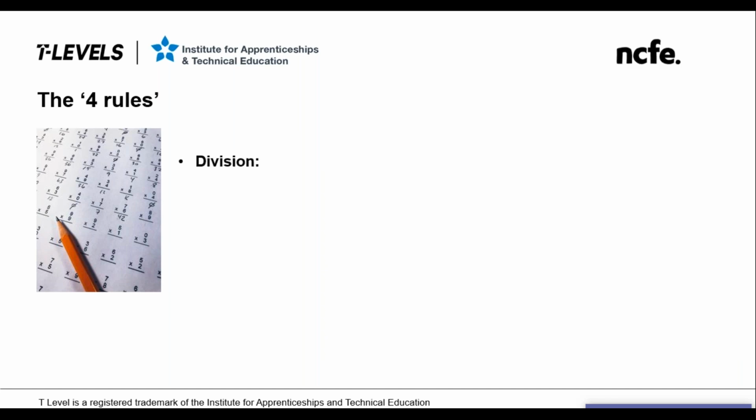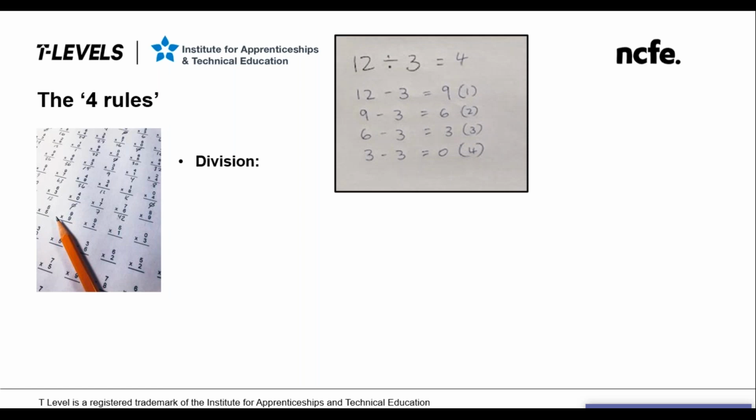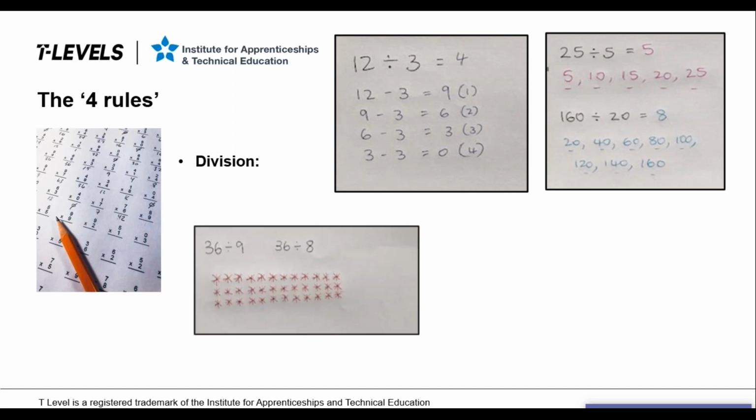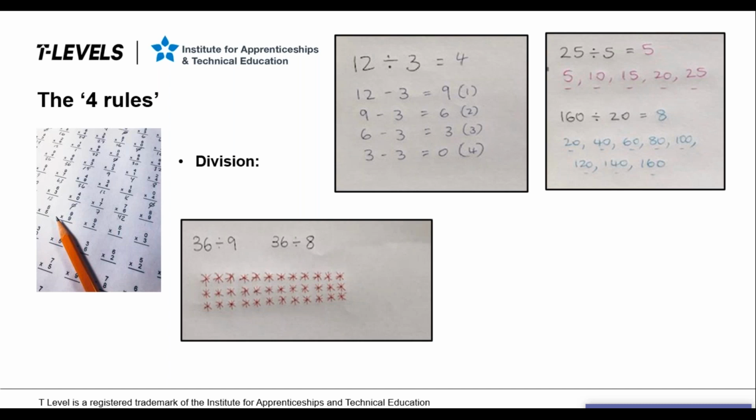Okay, the final rule is division. The first method uses repeated subtraction, and this is quite manageable and easy to do for smaller numbers. The second uses an adding or counting on approach, and a knowledge of the times tables is always going to be handy in this example. The third uses grouping numbers, similar to using multiplication. The example here shows how you would identify groups of 9 to show that there are 4 groups of 9 in 36.